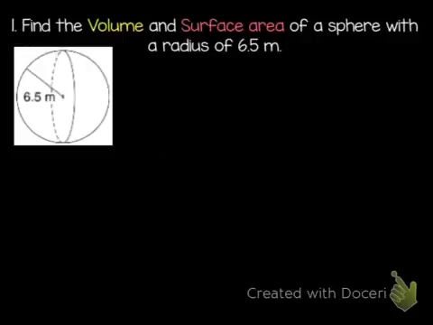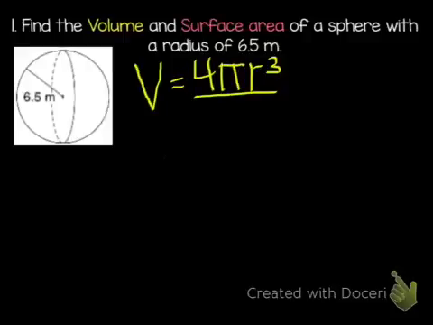So our first question asks us to find the volume and the surface area of a sphere with a radius of 6.5. So the first thing that we need to do is recall our formula for finding the volume. We'll do volume first, which is 4 times pi times radius to the third power, all of that then divided by 3. So this is the trickier of the two. And we're starting off our calculations with this measurement, which is a 6.5 meter measurement for our radius.